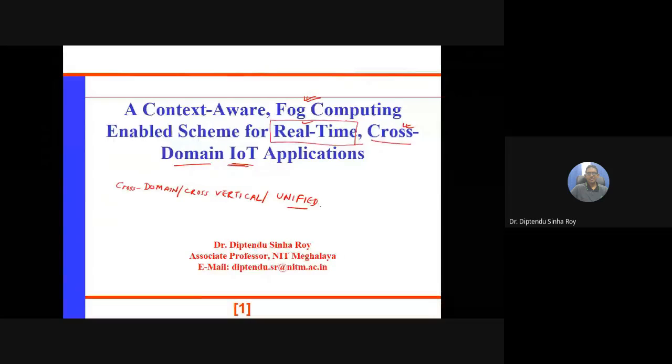Also, we'll see that just using fog computing, the way it is commonly applied to solve different problems, how that poses a serious restriction. So that aspect also will be brought into the picture, and then finally we justify the requirement of using this concept of context-aware computing. So all these things together will take some amount of time.